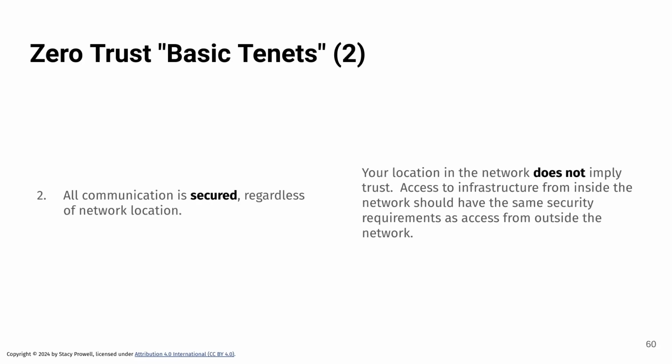Okay? All communication is secured regardless of network location. Yeah, you're inside the perimeter and you want to talk from box A to box B, but you know what? We need to treat that connection as initially untrusted. The basic principle is that your location inside or outside the perimeter doesn't imply trust. Okay? Access to infrastructure, you need to meet these set of requirements, regardless, to access a certain resource. We need to define what those are and then verify that you meet them, whether you're inside or outside our perimeter.